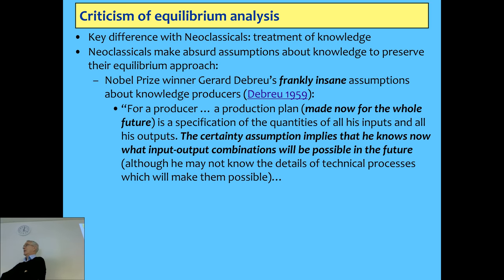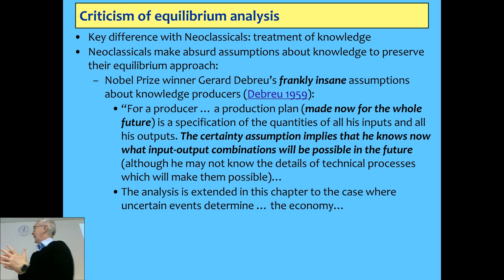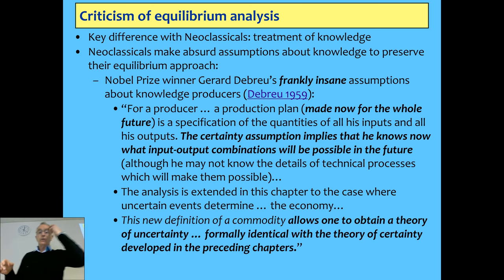Okay? So the Austrians are reacting against this, and the Austrians aren't the only ones, the post-Keynesians also. Everybody reacts to this sort of assumption, so you've got to be joking. And now that's what he covered when he had this chapter on what he called certainty. There was another chapter on what he called uncertainty. And then he said, we extend it to uncertainty in such a way that we redefine the commodity so the result of the theory of uncertainty is exactly the same as the theory of certainty. Okay. Something seriously wrong with a discipline that can end up with people like this getting a Nobel Prize. Formally identical with the theory of certainty.